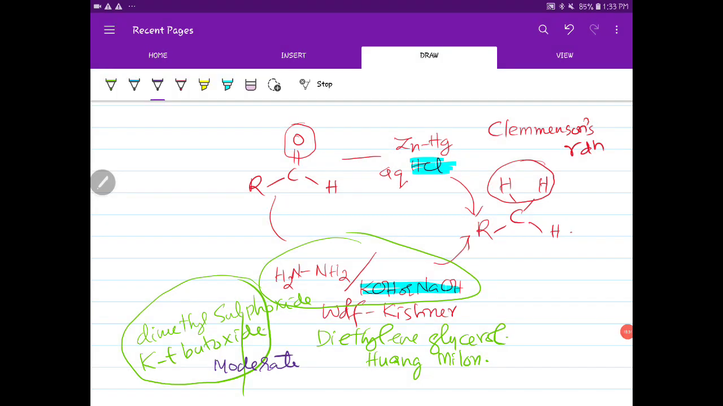For the Clemmensen reduction, the condition could be made a bit stronger by using activated zinc and gaseous HCl in presence of an organic solvent. So basically these are the two very popular reactions that will help us to convert a C=O group to CH2.